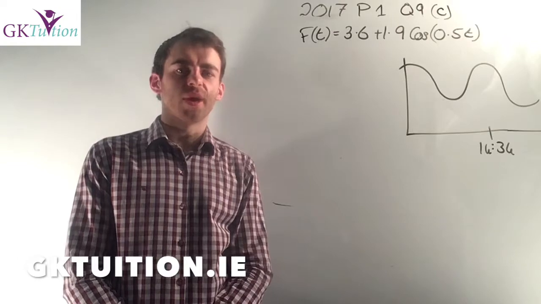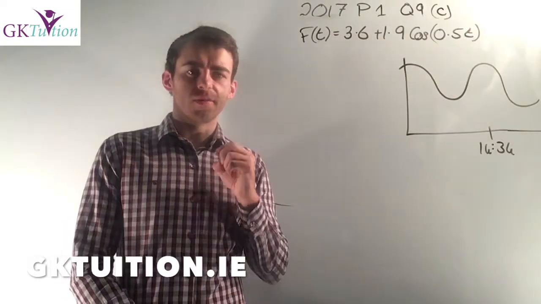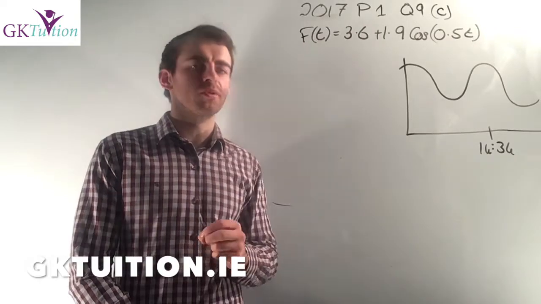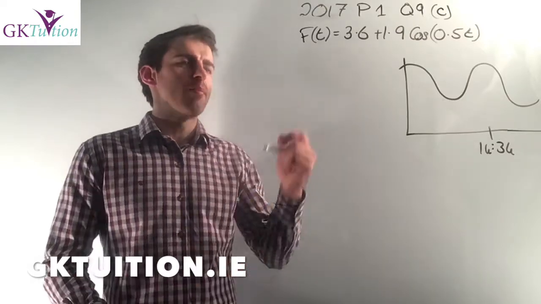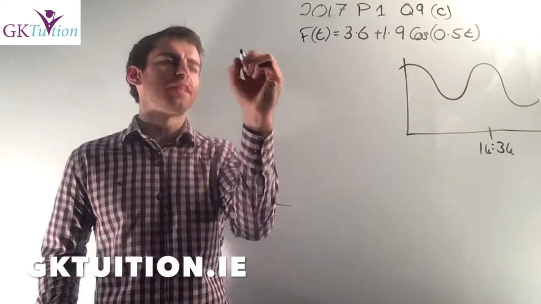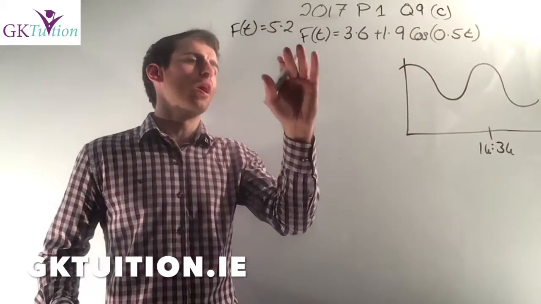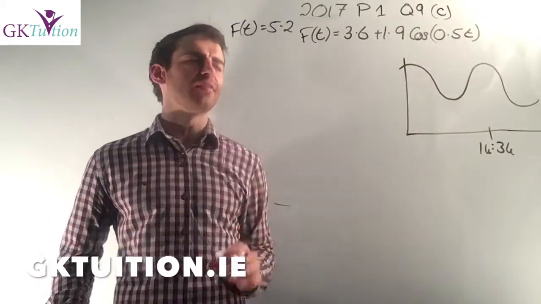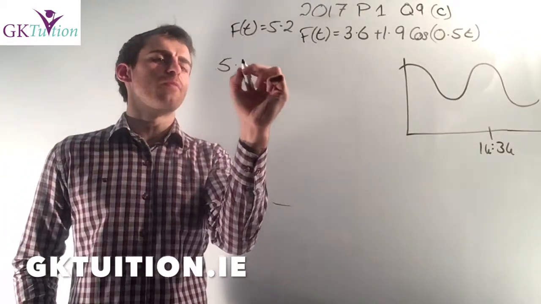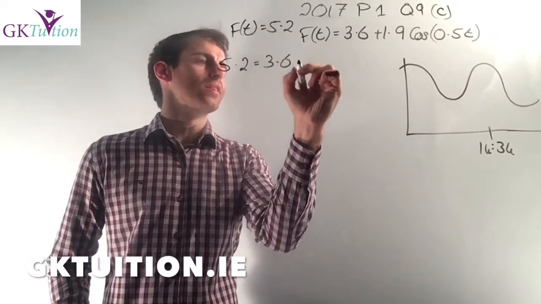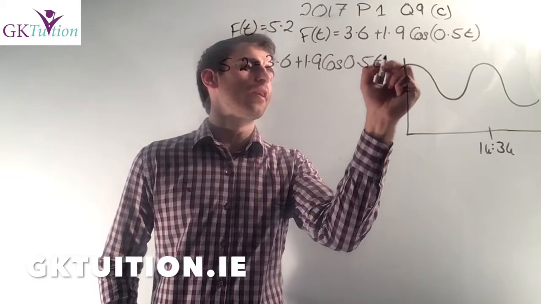For part C of this question, we're asked to use the function f of t in order to find the times that afternoon when the depth of water in the harbour was 5.2 meters. Remember, the depth of water is given as our f of t. So they're telling me that f of t is equal to 5.2. So I can sub into my function, except instead of f of t, I can sub in 5.2. Which means that I can say that 5.2 is equal to 3.6 plus 1.9 times the cos of 0.5t.